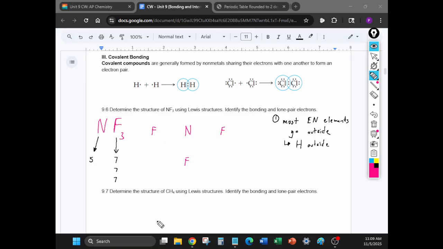Okay, now what we're going to do is give everybody the valence electrons that they have. So N has 5 valence electrons, so I'm going to draw 5 valence electrons around it. And then F has 7 valence electrons. So let's give each of the F's their 7 valence electrons.